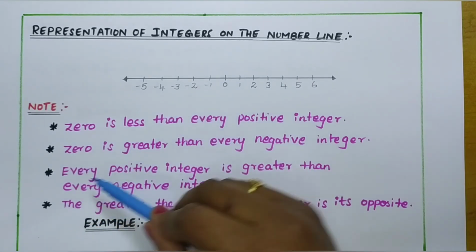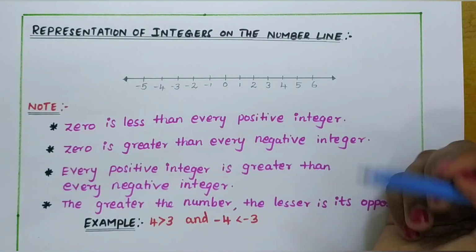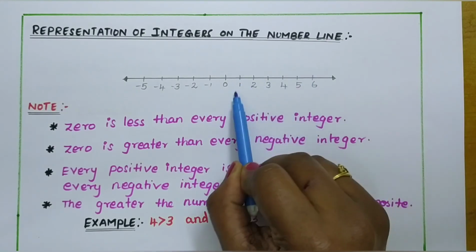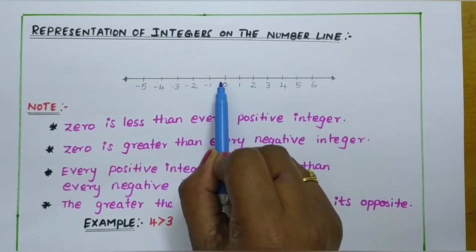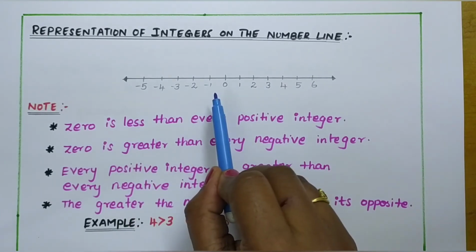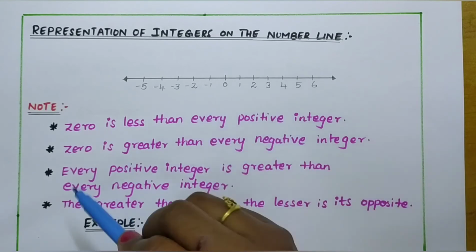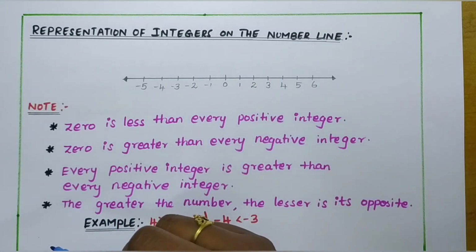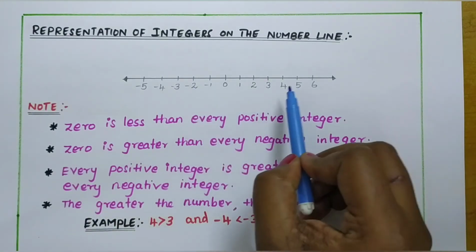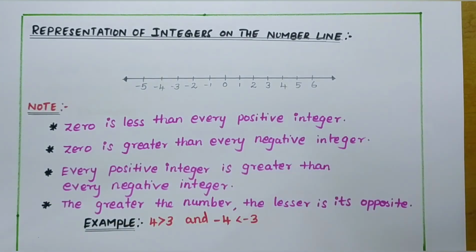Third point, every positive integer is greater than every negative integer. For example, between minus 1 and 1, which is greater? 1 is greater. Between minus 4 and 4, which is greater? 4 is greater. When compared to negatives, positive integers are always greater.